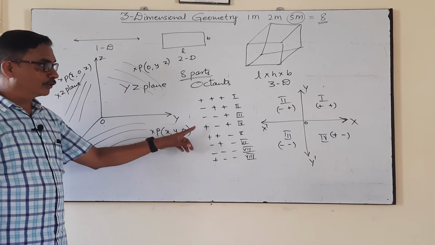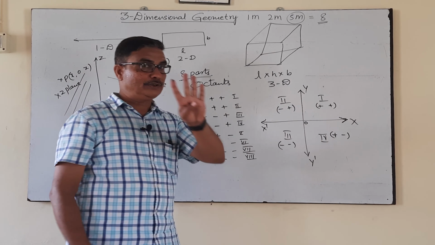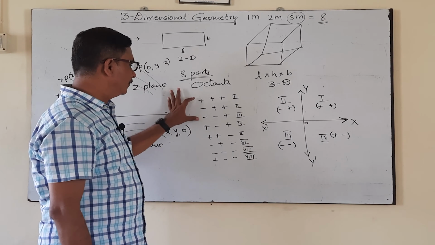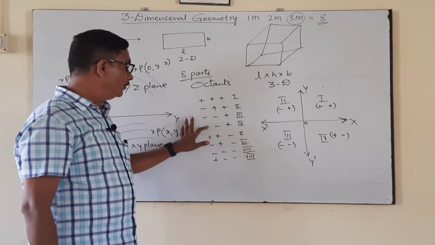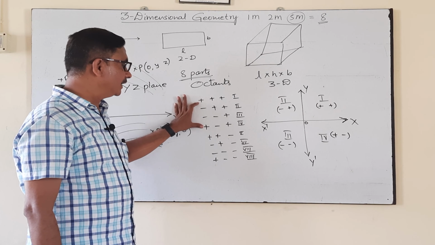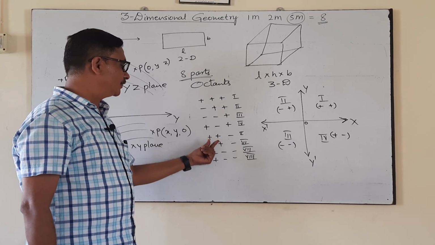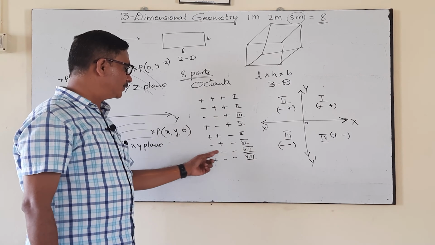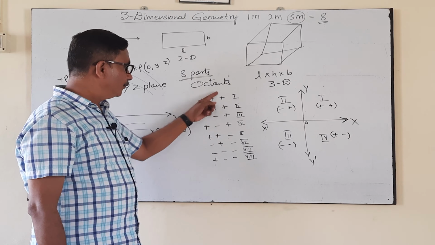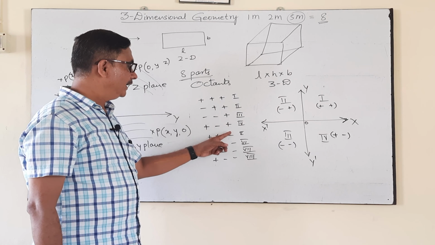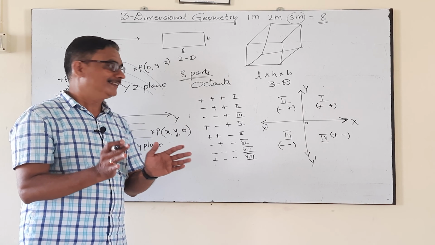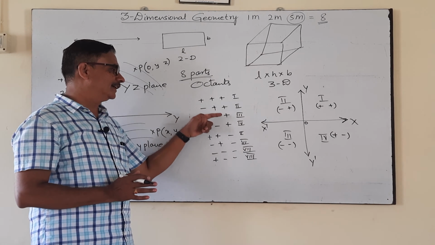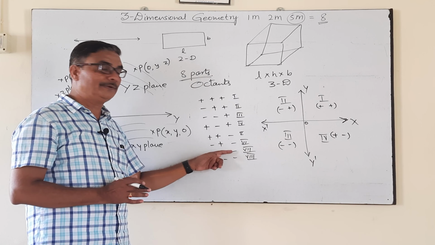How to write them? You know that 2 axes are divided into 4 parts. What are the 4 parts? Positive, positive; negative, positive; negative, negative; positive, negative. Let us copy these 4 again: positive, positive; negative, positive; negative, negative; positive, negative. For the first 4, write positive sign, for the other 4 write negative sign, and it will become 8 octants: first octant, second, third, fourth, fifth, sixth, seventh, eighth.